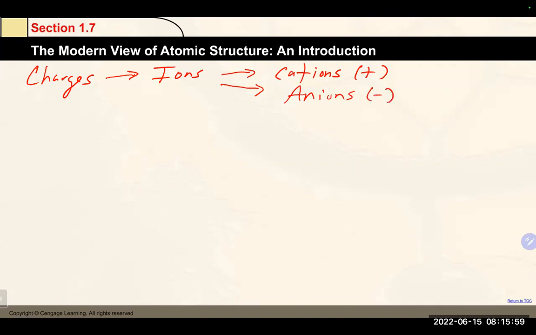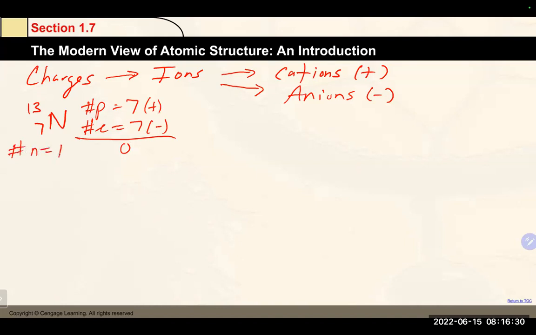So we'll take something like, I think we had nitrogen there, 13. And obviously with no charge, as we just looked at, the number of protons there would be 7. The number of electrons would be 7 as well. Again, positive and negative gives us no charge overall, which is what we see. And our neutrons is still going to be the 6 there. 13 minus 7 gives us 6.